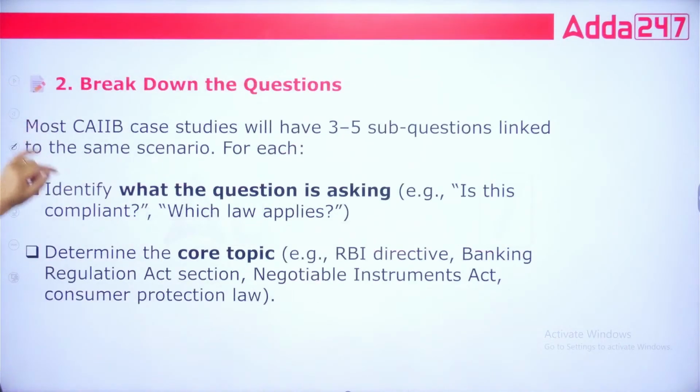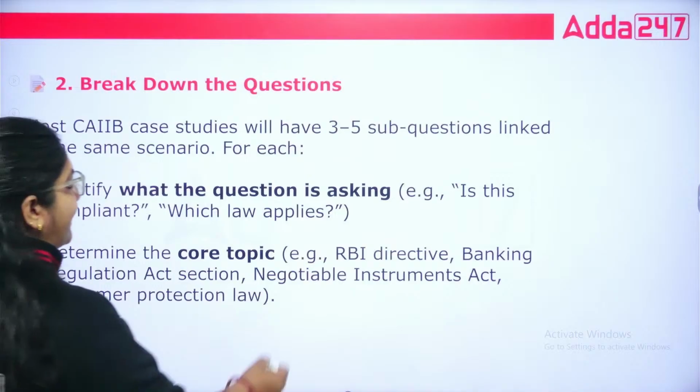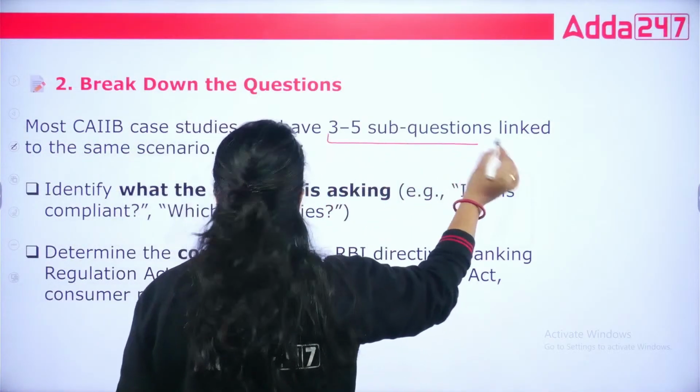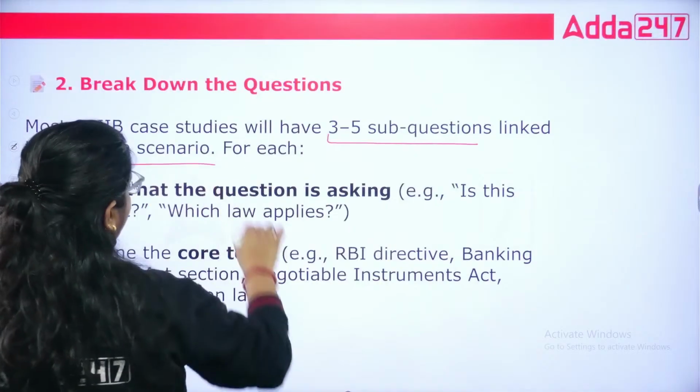Now, the next thing is, class, break down the questions. This is very much important. Most CAIIB case studies will have at least 3 to 5 sub-questions linked to the same scenario.